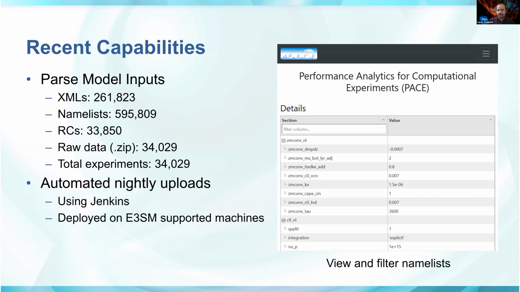And on the right, I have a screenshot of how the interface looks for an arbitrary namelist file that you're looking at. So you can pull it up. You can then filter down into particular variables if you're looking at the provenance of that particular experiment, and go on.